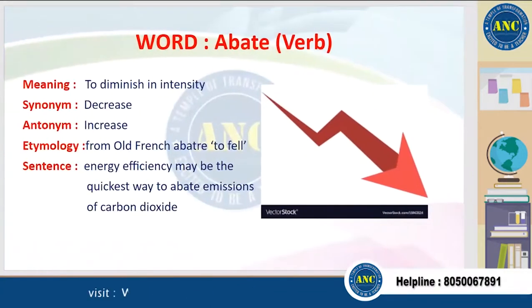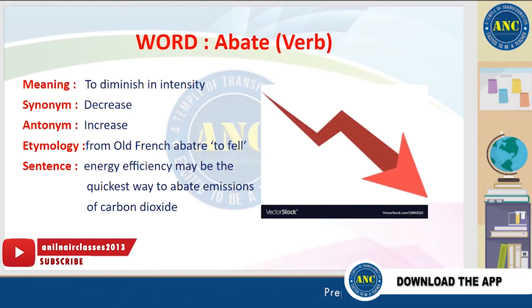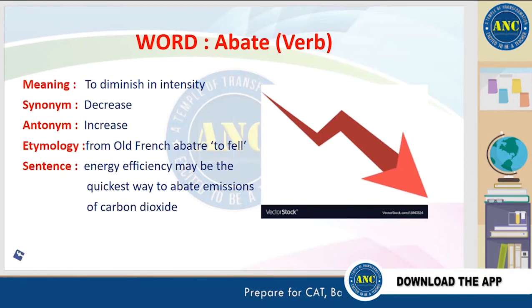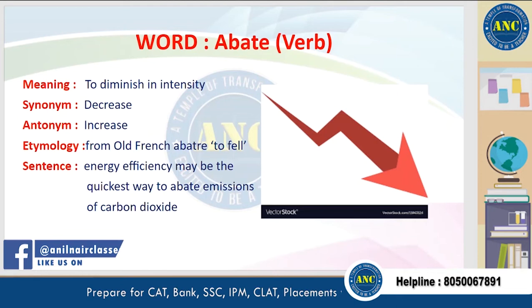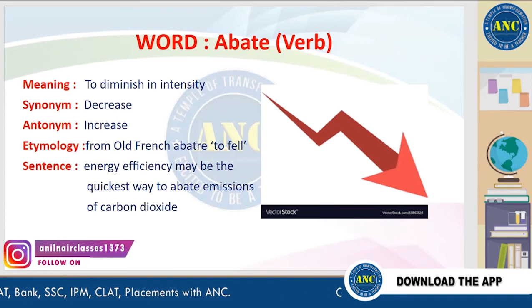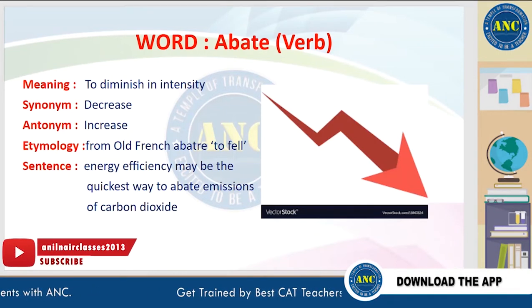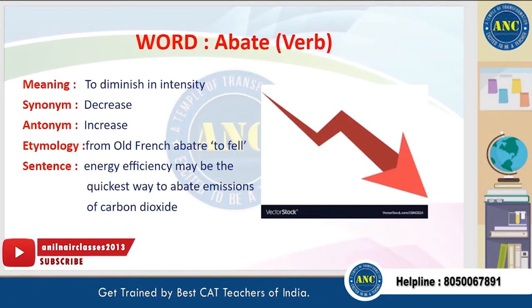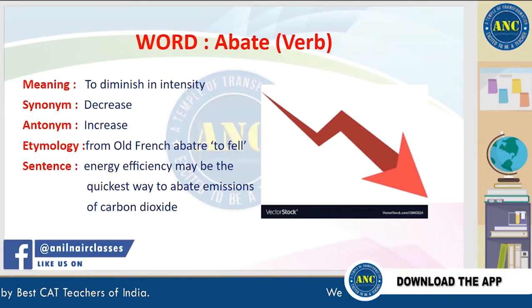Moving on to the next word, abate. Abate means to diminish in intensity. A synonym is decrease, an antonym is increase. It is derived from the old French word which means to fell. A sentence for this word is, energy efficiency may be the quickest way to abate emissions of carbon dioxide.